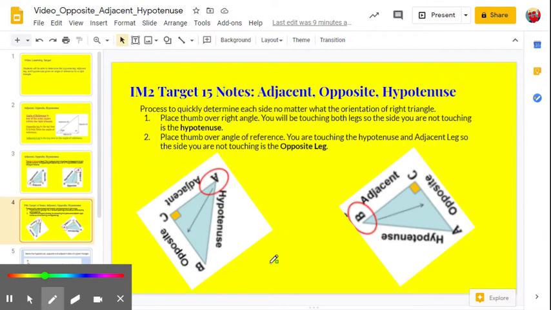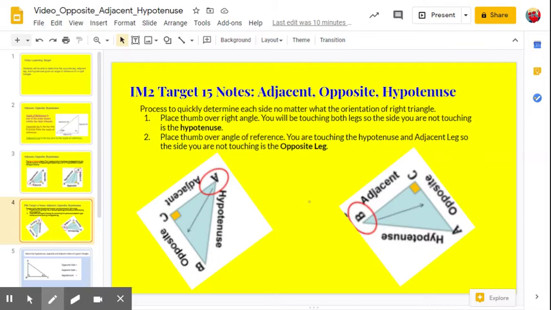Now, the orientation of the right triangle is going to come at you in many different ways. One way to quickly determine which side is which is to use the thumb method. If you put your thumb on the right angle, the sides that you're touching are the legs. The side that you're not touching is always the hypotenuse. Then, when you put your thumb on the angle of reference, so if I put it on angle A, the side I'm not touching is BC. So segment BC is the opposite leg.